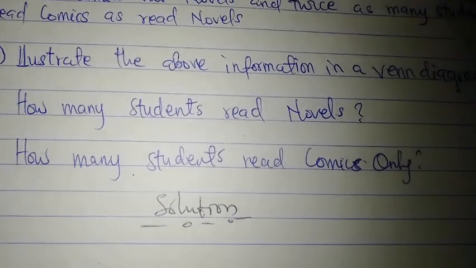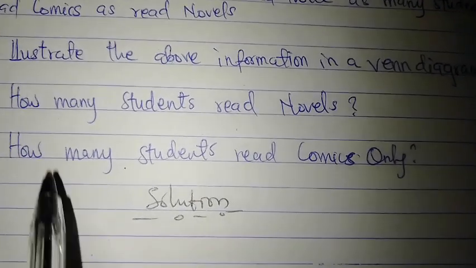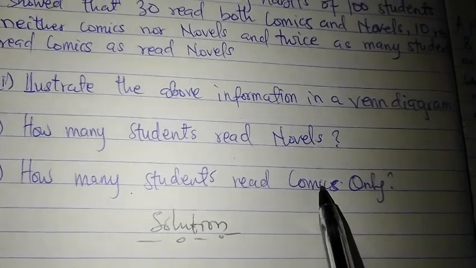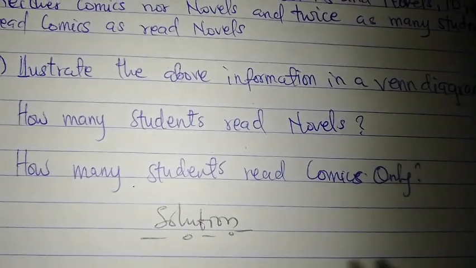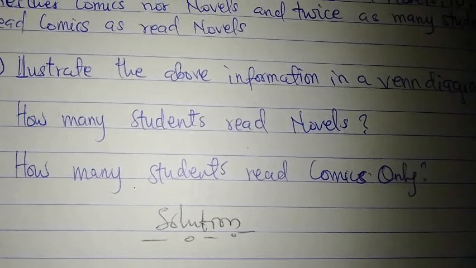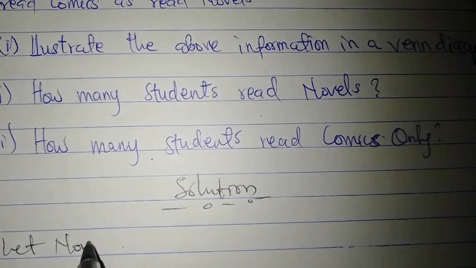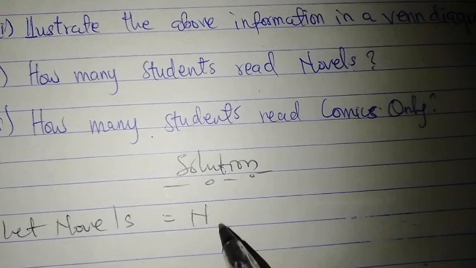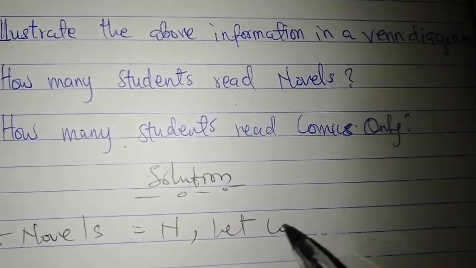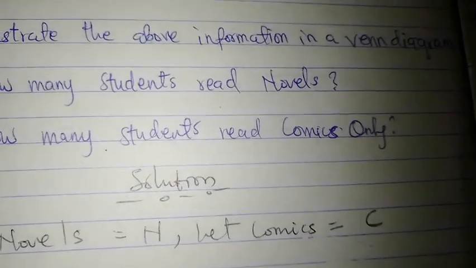So now we are going to declare our variables. That's our first rule. So what do we have here? We have novels, we have comics. So we'll tell the examiner, or the one who is going to mark, that let novels be equal to n. We also tell the examiner that let comics be equal to C.